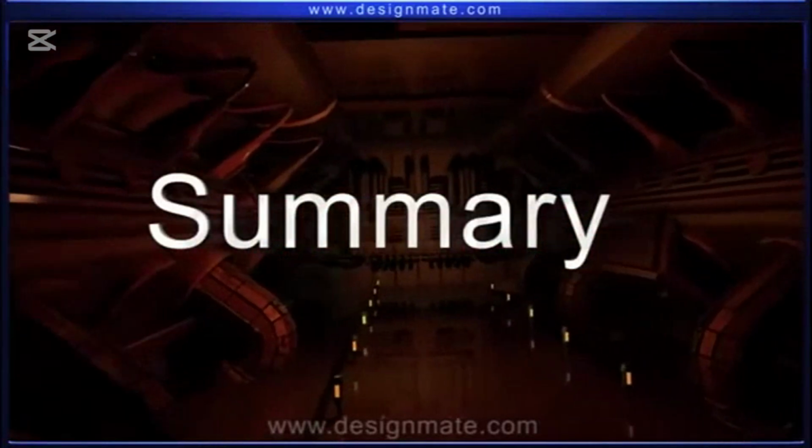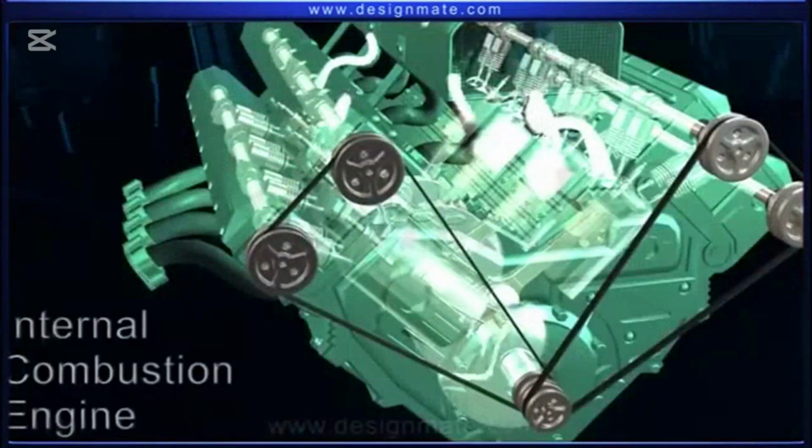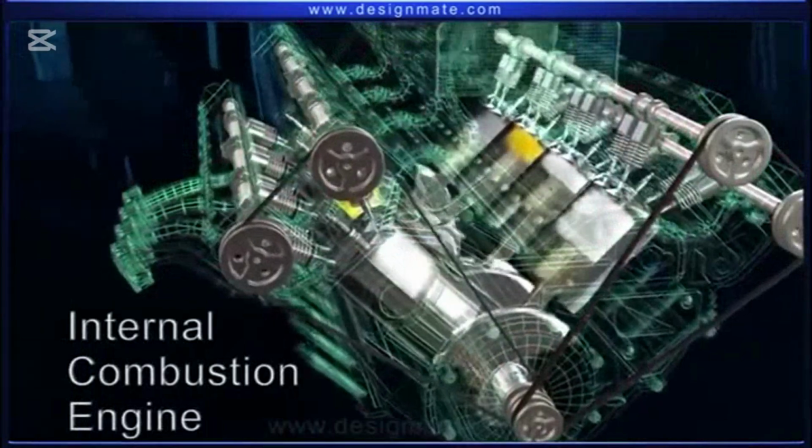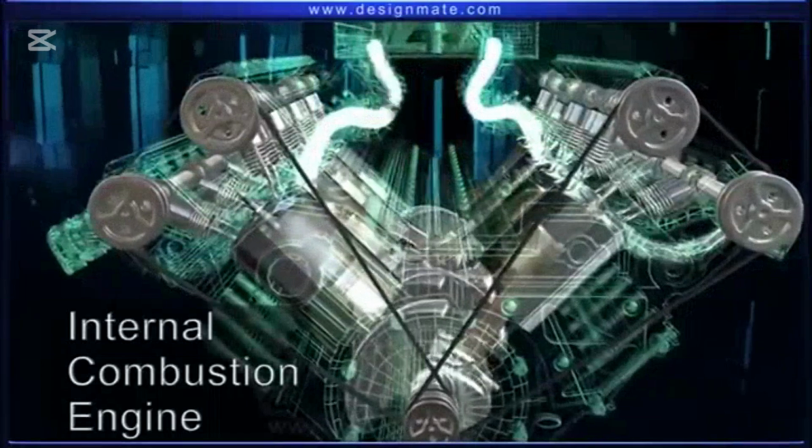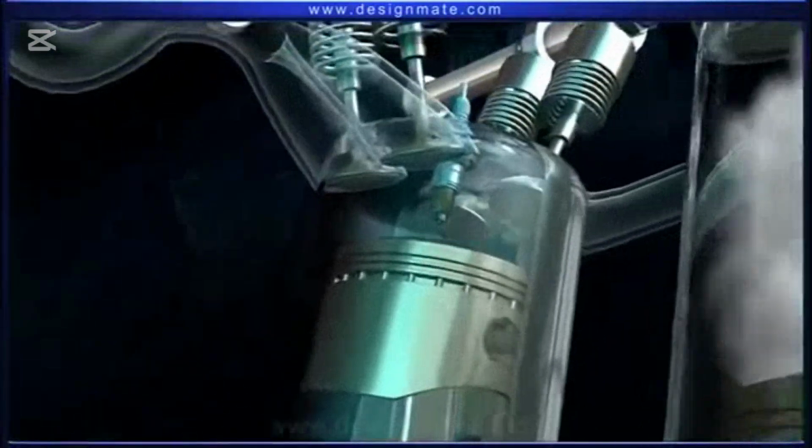Summary: The internal combustion engine, invented by Nikolaus Otto, converts the energy of a fuel-air mixture into mechanical energy by burning it within a combustion chamber.